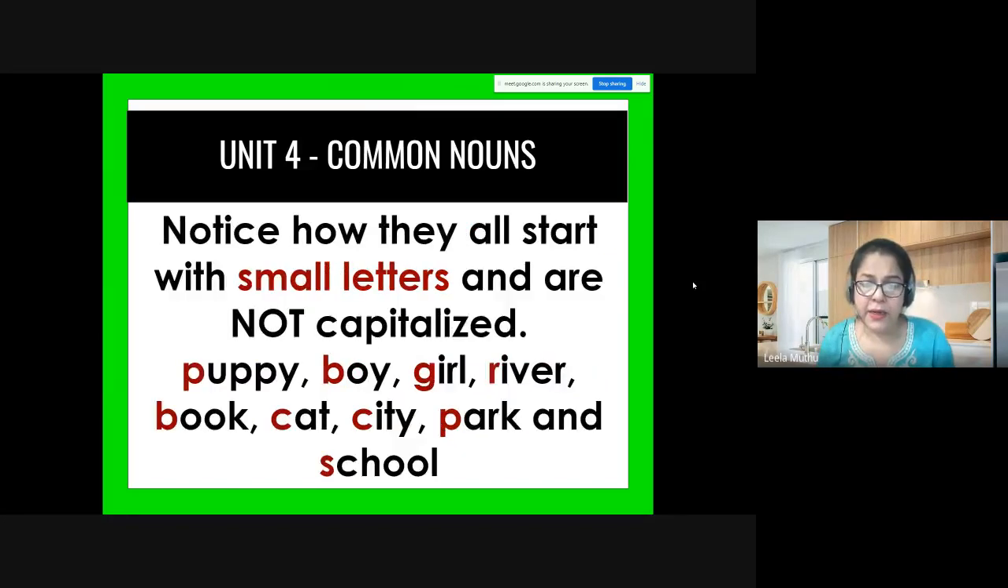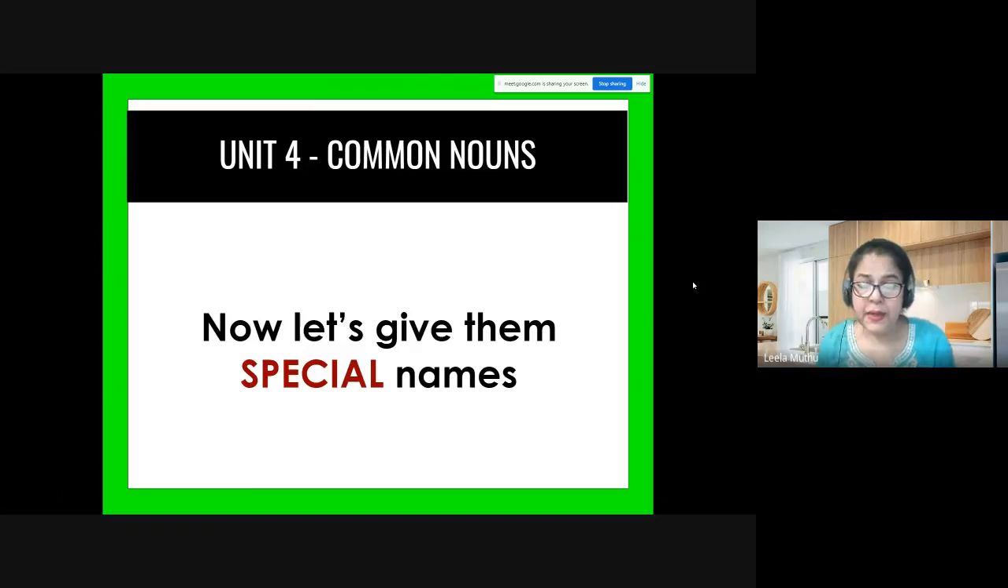Now, the first thing you may have noticed when you were looking at the slides is all these common nouns begin with a small letter. They are not capitalized, not at all. So you see puppy, boy, girl, river, book, cat, city, park, and school all start with small letters. These are common nouns. Now, let's give these common nouns very, very special names.